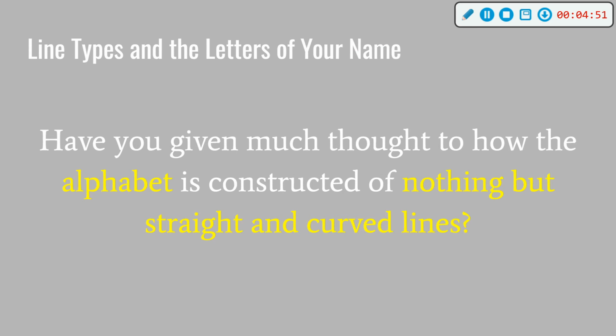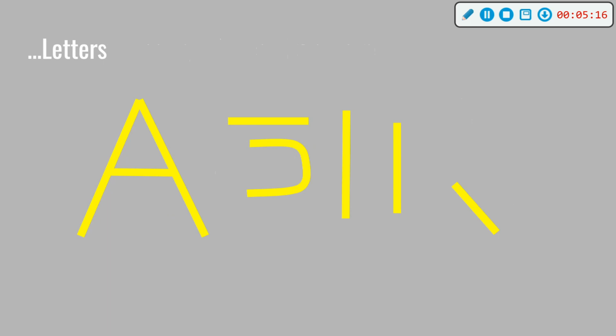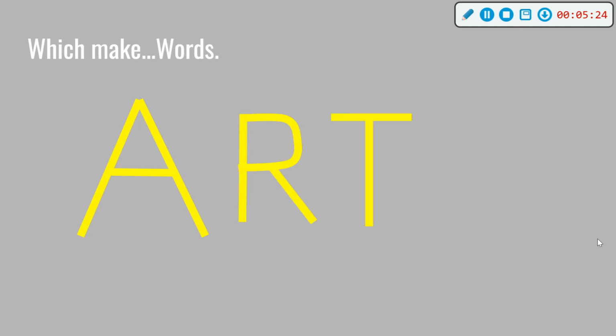Talking about line types and the letters of your name. Have you given much thought to how the alphabet is constructed of nothing but straight and curved lines? So here is a collection of just straight and curved lines. If you take those lines and you put them together, you have letters. You continue to put those curved and straight lines together, and those will make words.